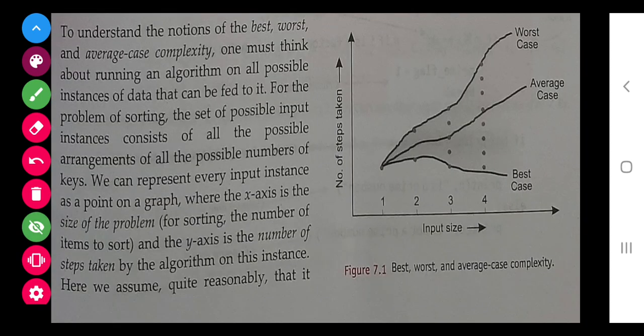So class, this is the graph that you have to study. Best is what? Less number of time steps. More number of steps is average, and the most number of steps is the worst case. So this you read from this topic, and then you will come to know more about it.